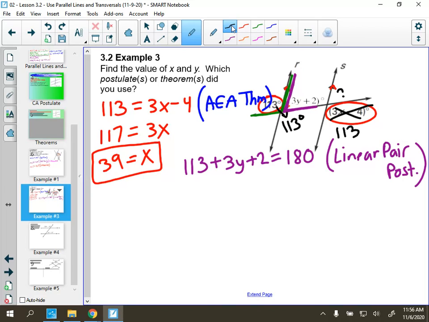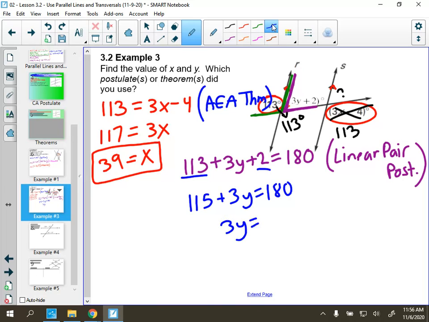I usually try to find the shortest way. I saw these two side by side. That's a linear pair. Linear pair postulate says they got to be supplementary. All right. Let's solve this. We can put these together. 115. So I'm just combining those right there. Plus 3y equals 180. We'll subtract it.